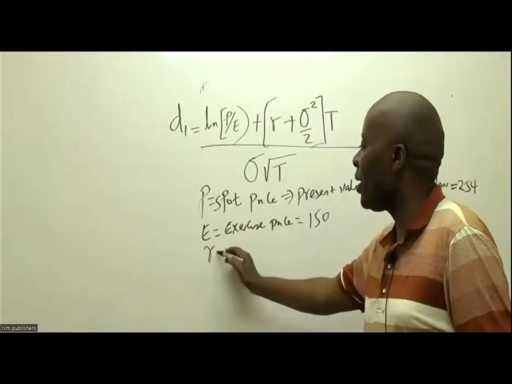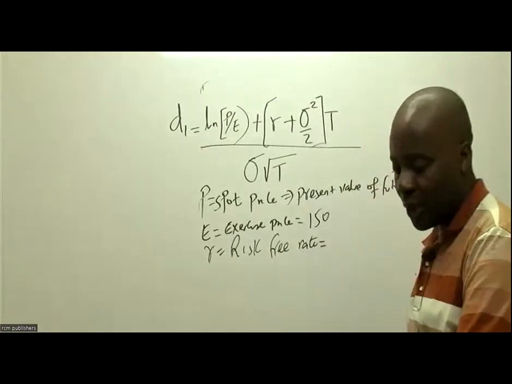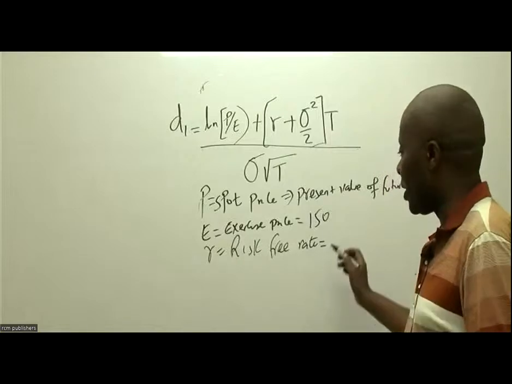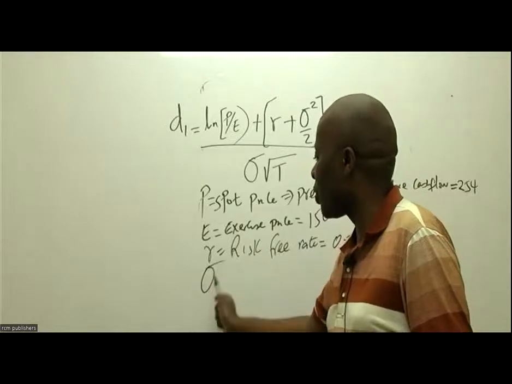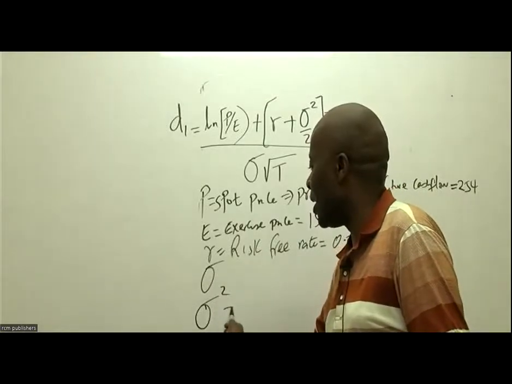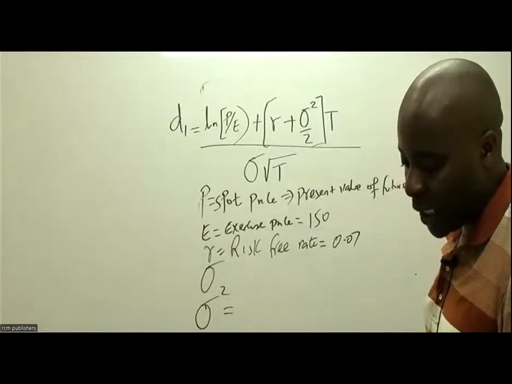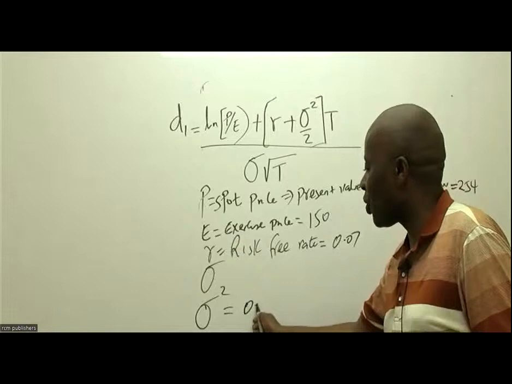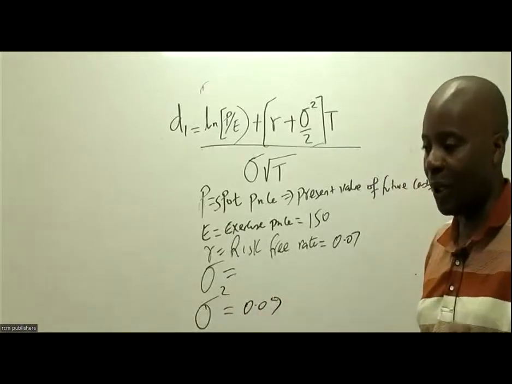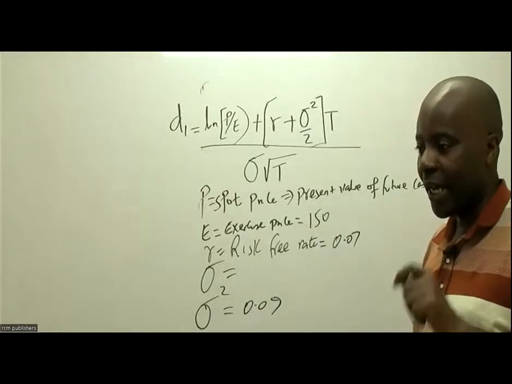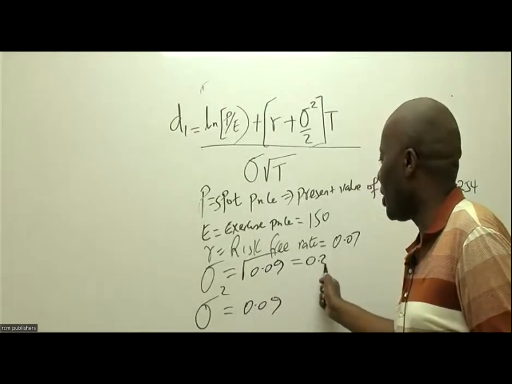Now, R is the risk-free rate of return, which in this question has been given as 7%, which is the same as 0.07. Thank you so much. And then we have the standard deviation. They gave us the variance of the cash flows, the variance as 0.09. But I can easily get the standard deviation by taking the square root of 0.09, which will be 0.3.